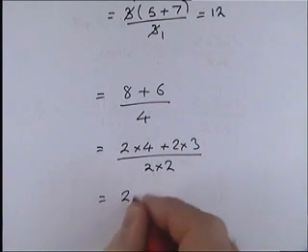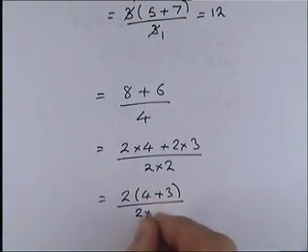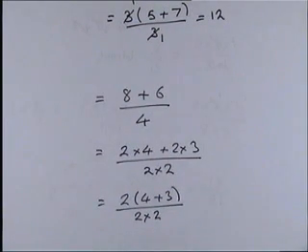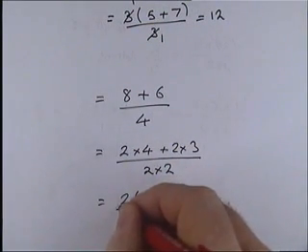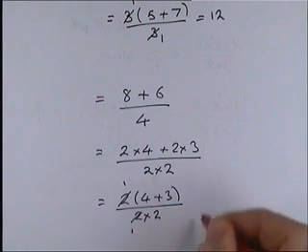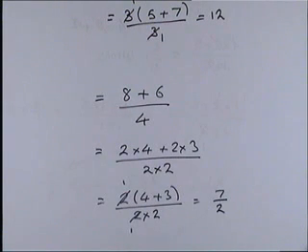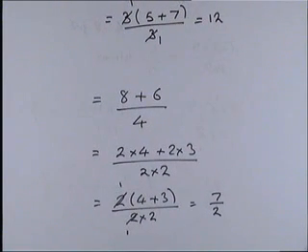Or we can factor out the top, and now simplify by dividing the top by 2. Well, 2 divided by 2 is 1 there, and 2 divided by 2 there is 1. So you're left with 7 over 2. Okay, so that's another example of doing it that way.